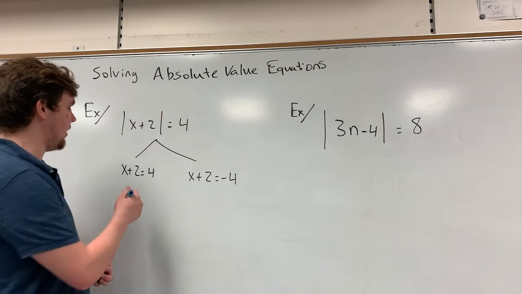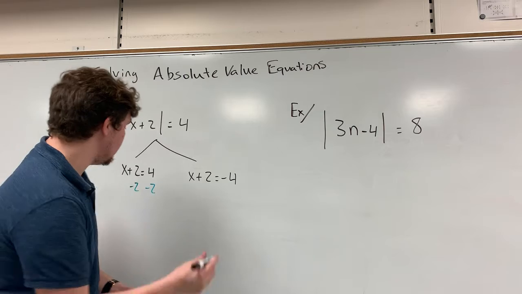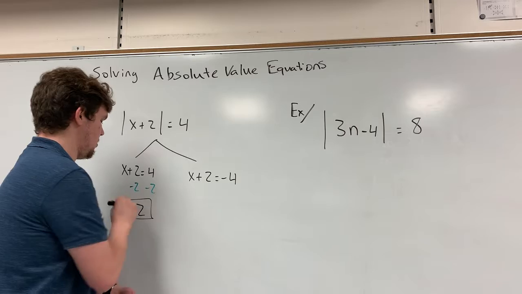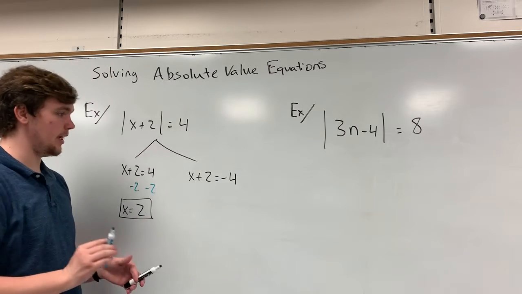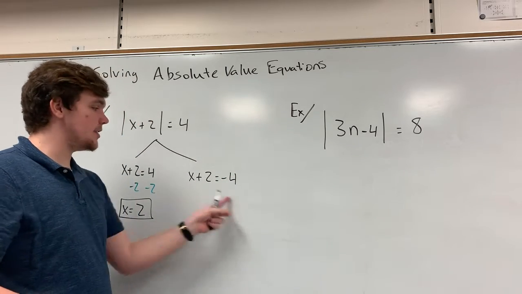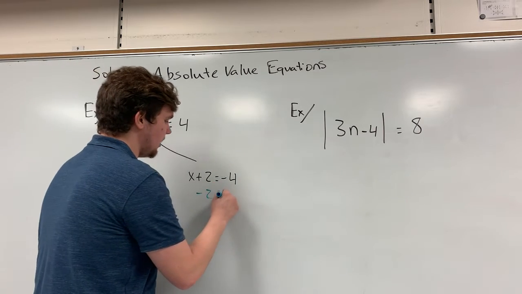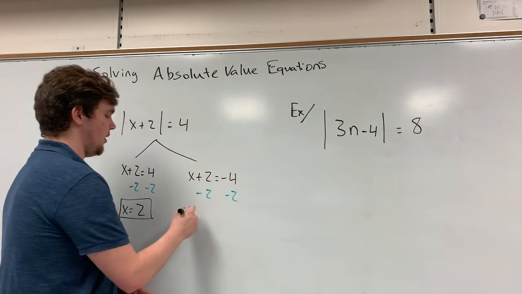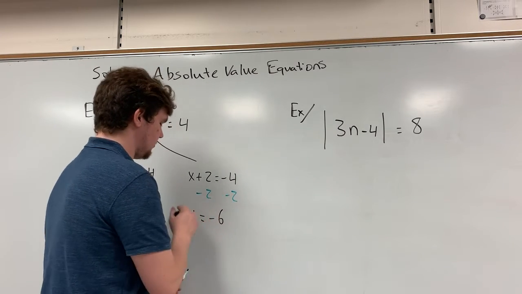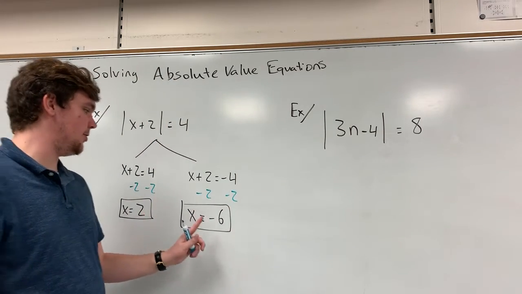I'm going to subtract 2 from both sides. When I subtract 2 from both sides, I get x equals 4 minus 2, which is 2. That's one of my answers. Over here, in this completely separate equation, I'm going to do something similar to get x by itself. I subtract 2 from both sides, so I get x equals negative 4 minus 2, which is negative 6. So I have two different answers here: positive 2 and negative 6.